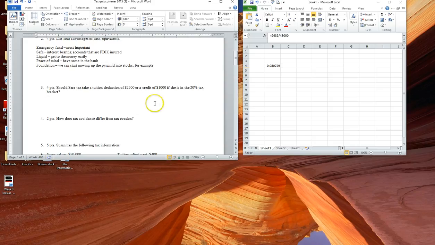Number four. Should Sarah take a tuition deduction of $2,500 or a credit of $1,000 if she is in the 20% tax bracket? Well, this is an interesting question. You had one of these similar on your homework. So here's how I would think about it. When you have the word deduction, this is subtracted before we calculate tax due. Or in other words, it's above the line.